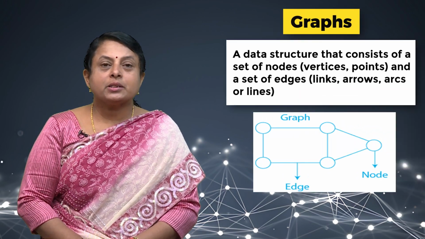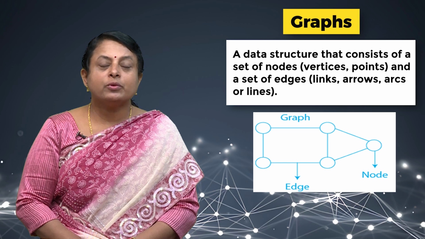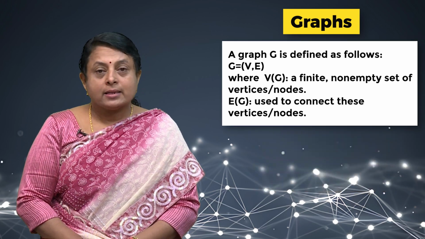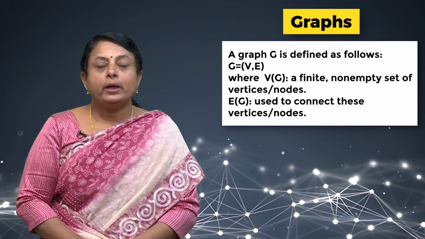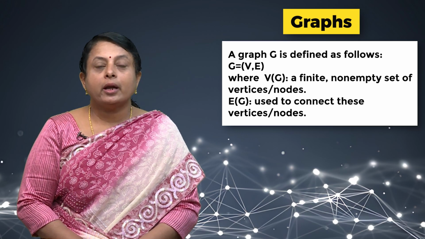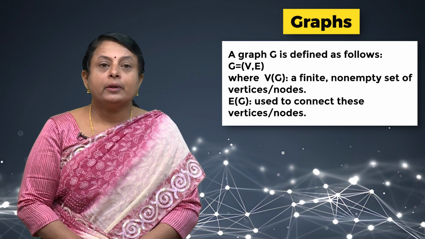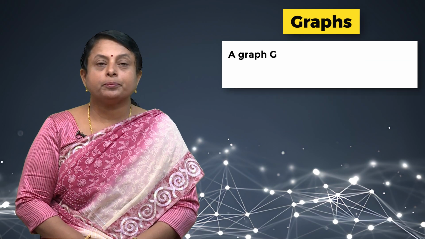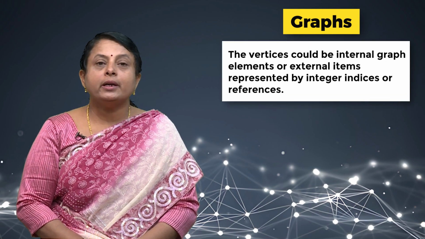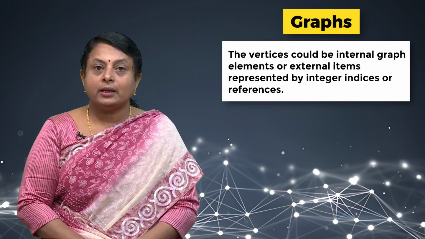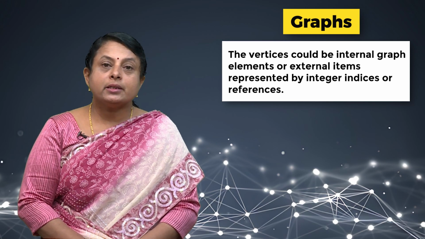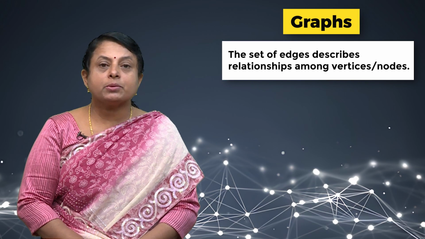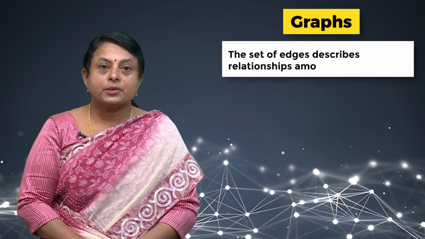Graph is a data structure that consists of a set of nodes, vertices, points and a set of edges. A graph is defined as G equal to (V, E), where V is a non-empty set of vertices or nodes. E is a set of edges used to connect these vertices or nodes. The vertices could be internal graph elements or external elements represented by integer indices or references. The set of edges describes relationships among vertices or nodes.